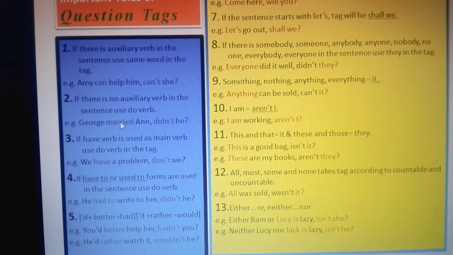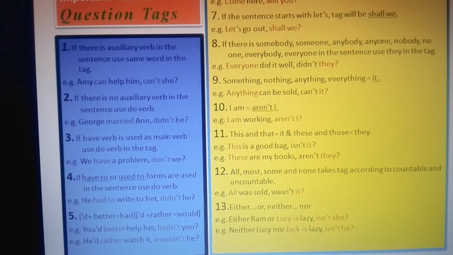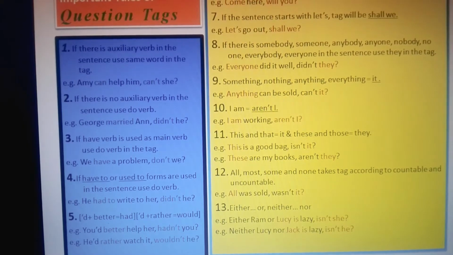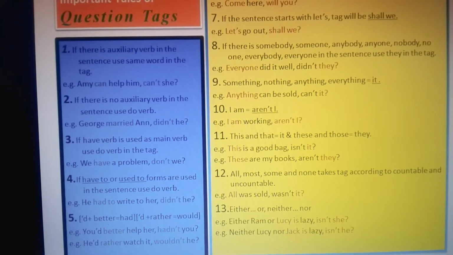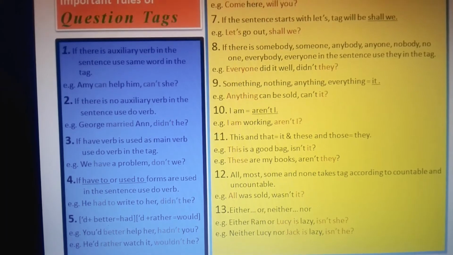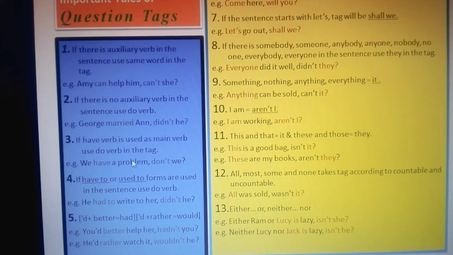Now number 2. If there is no auxiliary verb in the sentence, use the do verb. For example, George married Anne, did not he? There is no auxiliary verb in this sentence, and you can see the main verb married. So the do verb did not is used in the tag here.